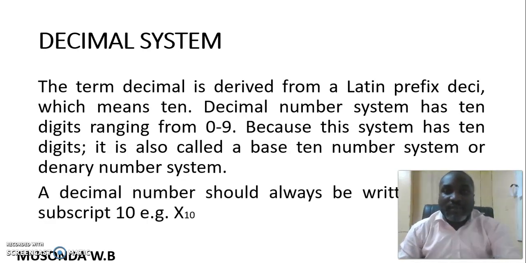Now, a decimal number system should always be written with a subscript of 10. For example, we can have our main number here, let's say x, with a subscript of 10 here. But since base 10 is a very common number system that is used today, we usually omit the 10 and we assume it is in base 10.